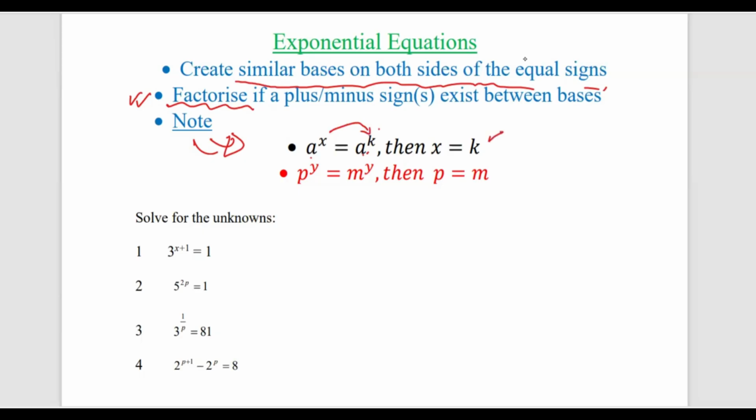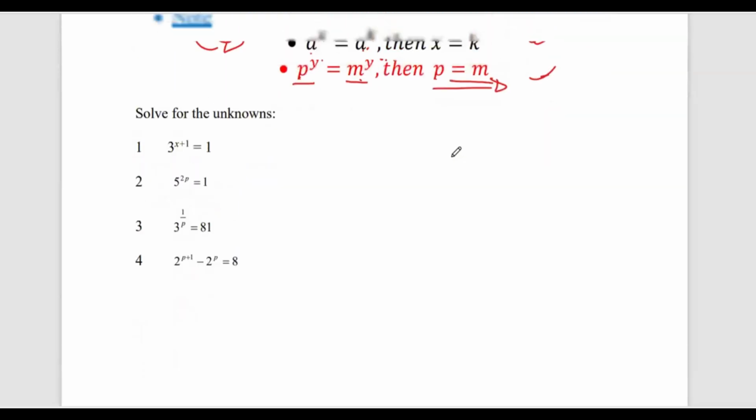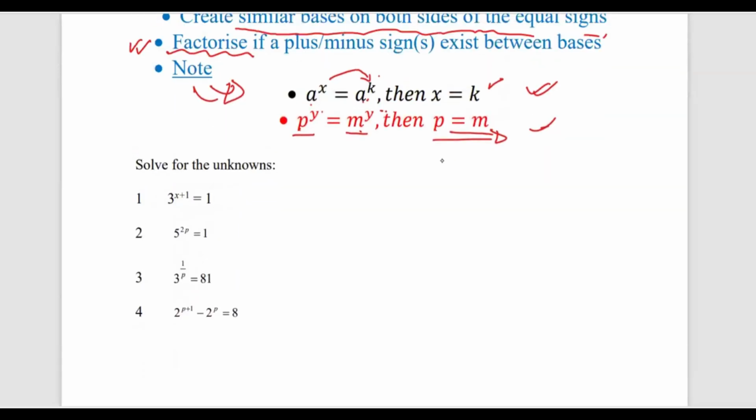If we have a different base to the exponent of y and a completely different base to the same exponent of y, then we can drop the exponents and we consider the bases as our answer. So these are the two fundamental things that we're going to use in solving exponential equations. We have 4 questions that we're going to be working on. So just sit, relax, and see how we're going to kill these ones.